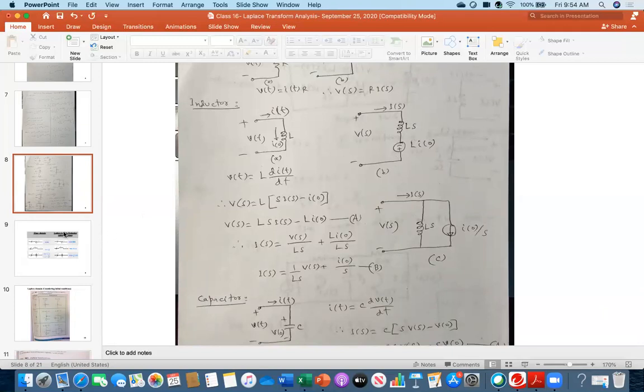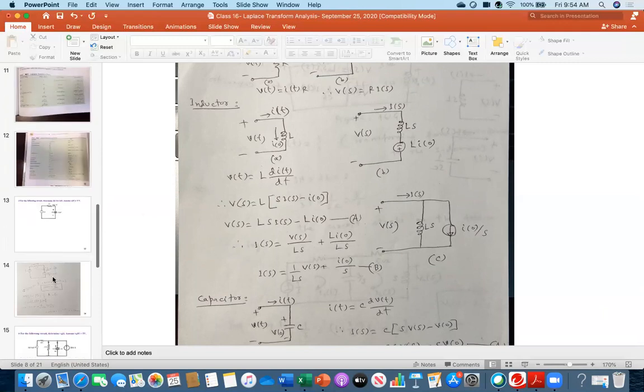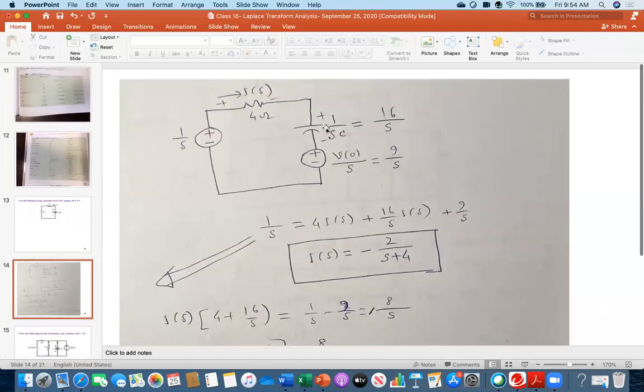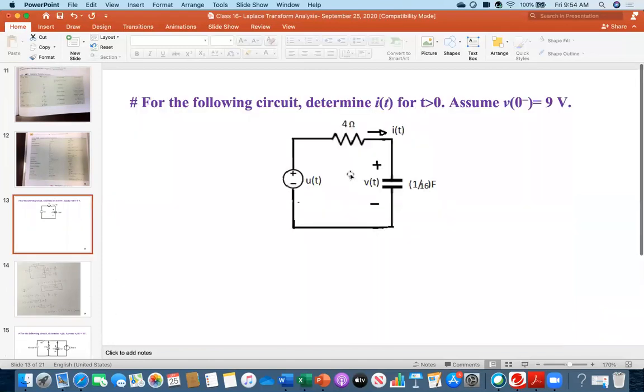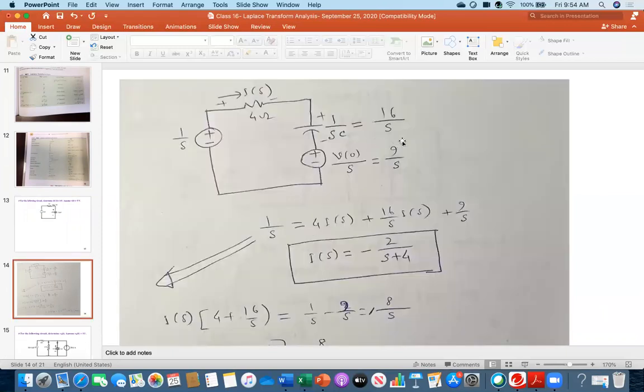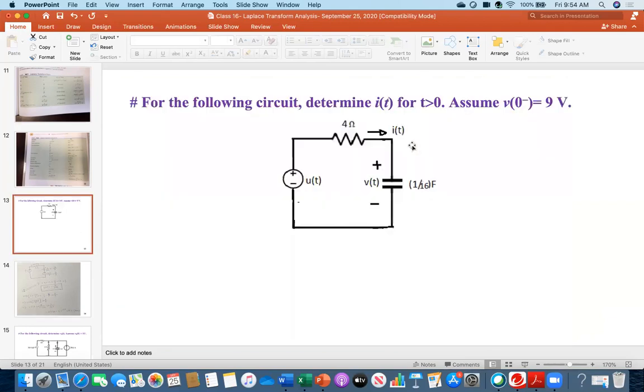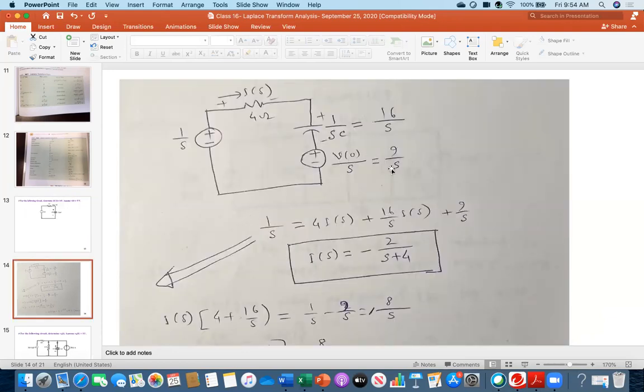That's why here we are using the series combination of the capacitor. And what will be this one? This is 1 over SC. And what is this one? V naught over S. Now put the C value. I think the C value was 1 over 16, so 16 goes in the numerator: 16 over S. And the V naught value, this initial value, is 9 volt. This was given. So I am just putting 9, so 9 over S.